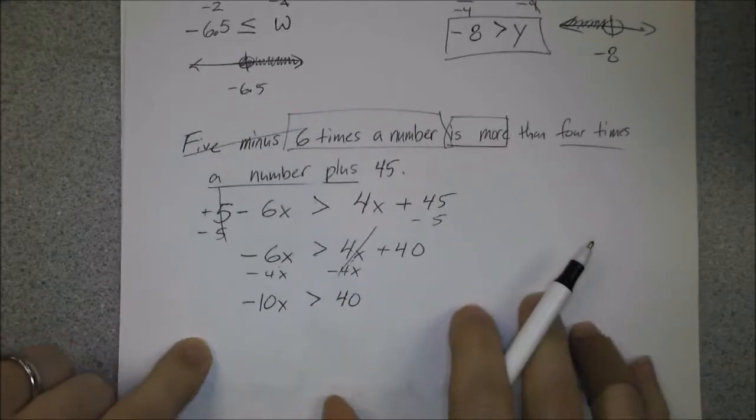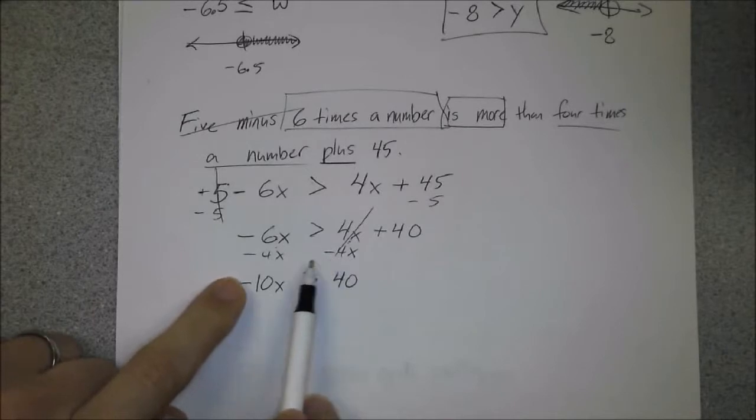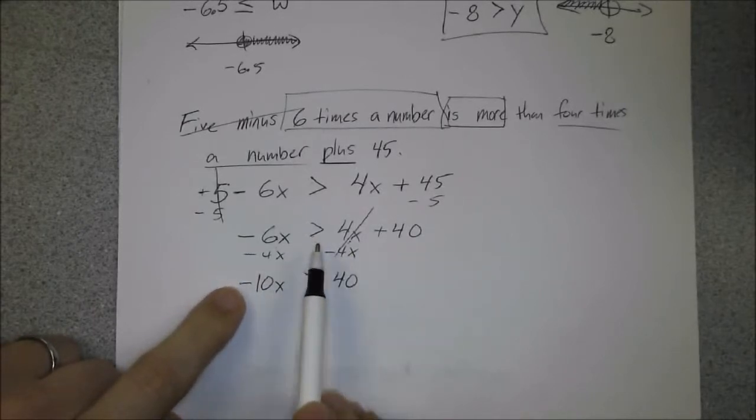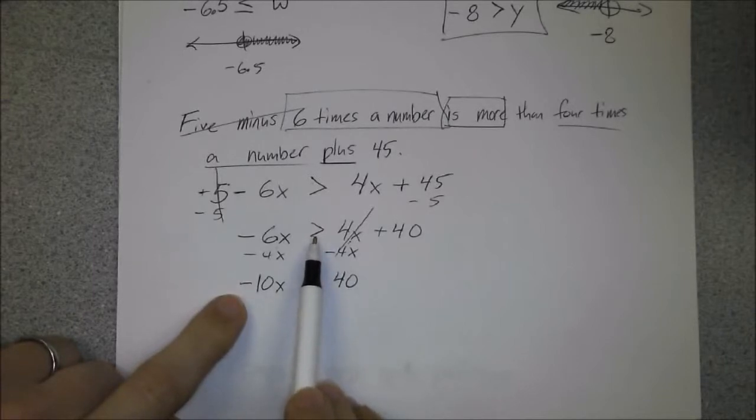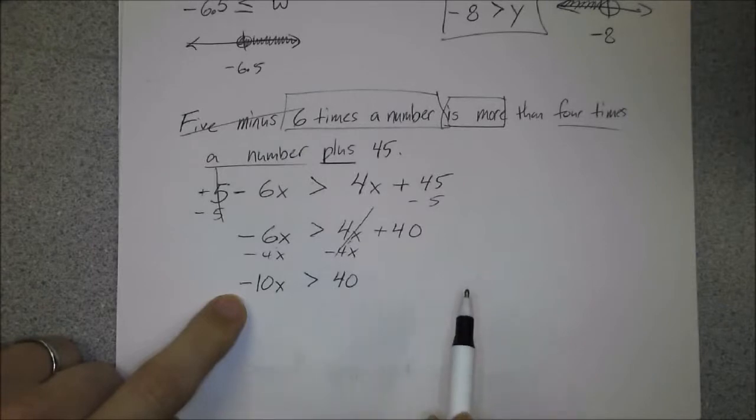And some of you might be wondering, hey, Mr. Wickwire, you subtracted on both sides. That looks an awful lot like a negative. How come we didn't flip it? Remember, we only flip the sign when we multiply or divide by a negative, not when we subtract.